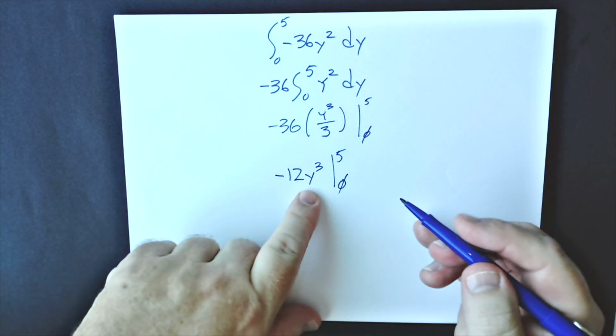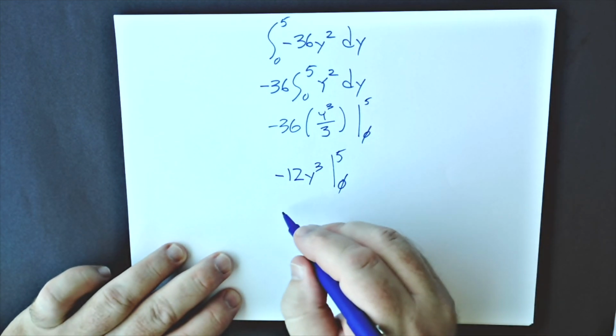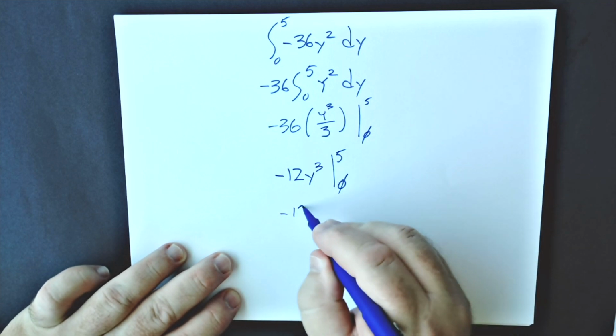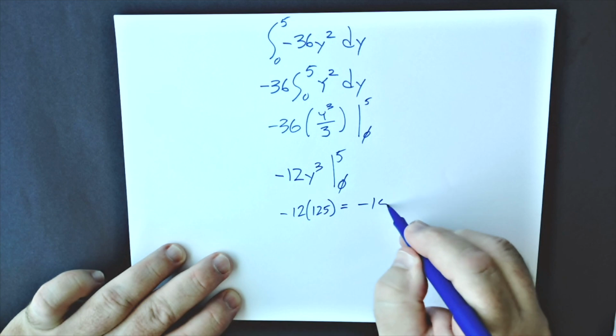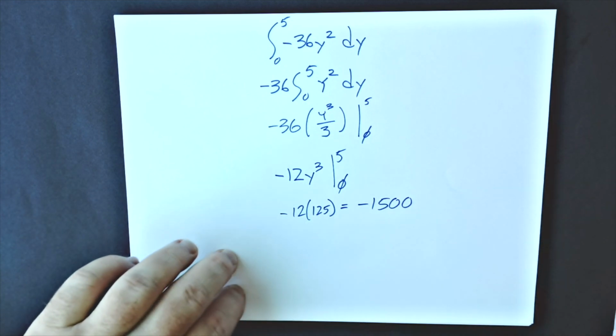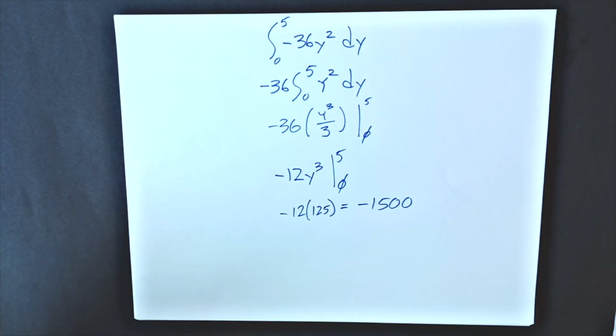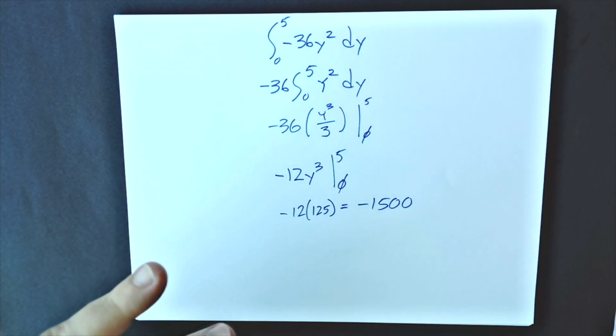Well, 5 cubed is 125. The 0, again, is not going to matter. So it's negative 12 times 125, and that is negative 1,500. Not too bad. So those are some examples of our Green's theorem with the circulation.